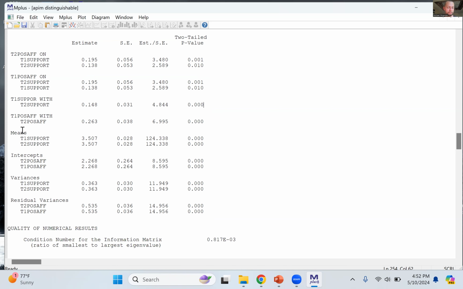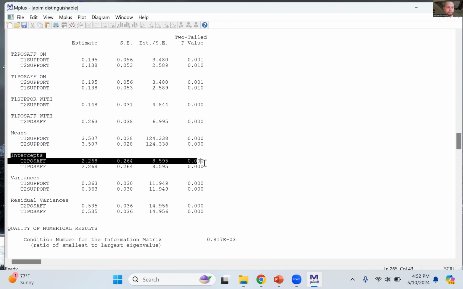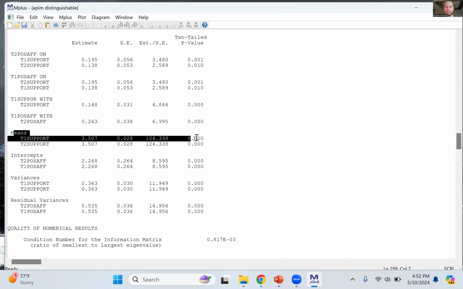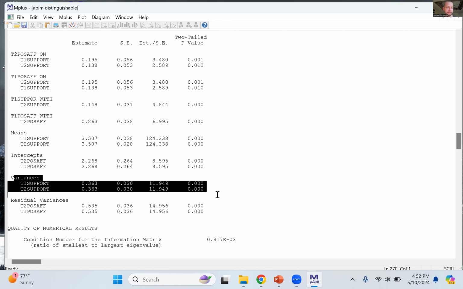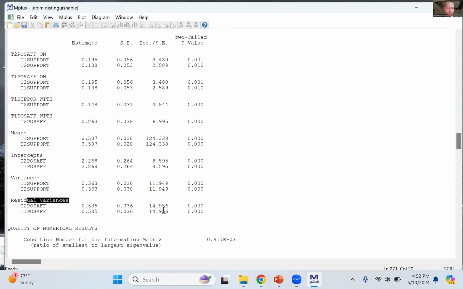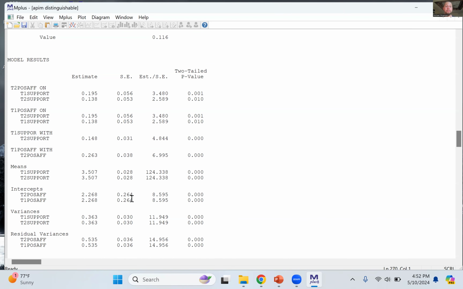And as you can see here, the means are exactly the same. The intercepts are exactly the same. So we have the means on the independent variables, and we have the intercepts on the dependent variables. We also have our variances on the IVs, and we have our residual variances on the DVs. All of them are identical, right? So essentially what this tells us is the magnitude of the effects, but it also tells us we coded things correctly, because all the parameters that are supposed to be the same are the same within this model.